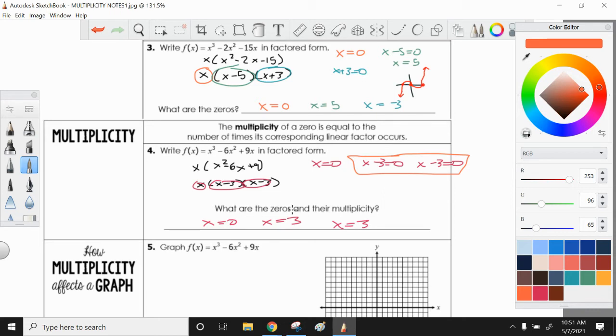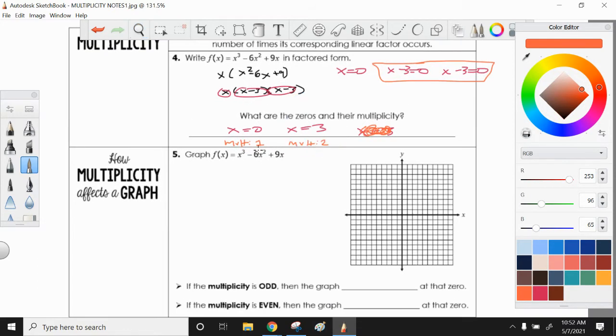So when it's saying what are the zeros and their multiplicity, what's really going on is that we could kind of erase this one. We could say that this has multiplicity 1 and this has multiplicity 2. Because there's 2 of these and there's 1 of these at 0. My fault.